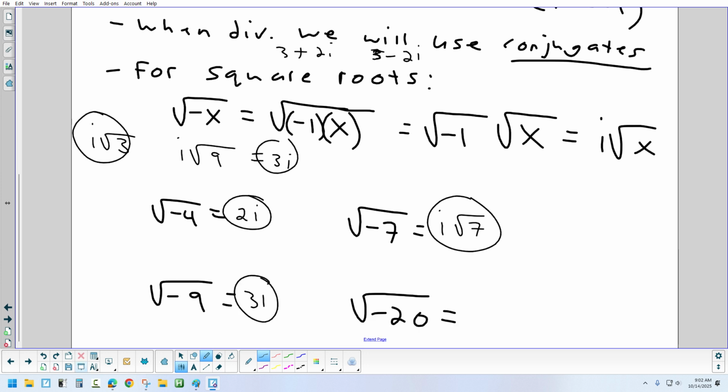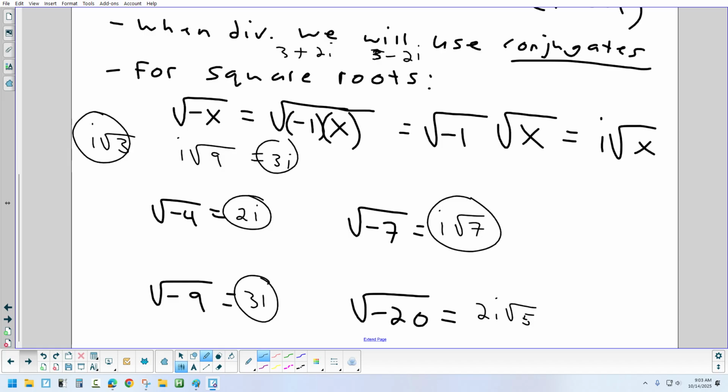And what about the square root of -20? Yeah. 2i root 5. Perfect. 2i root 5. If you were doing just the square root of 20, it would be 2 root 5 when you simplify. But because we have the negative, that's going to come out as an i, and it should go right there. 2i root 5. Any questions on that?